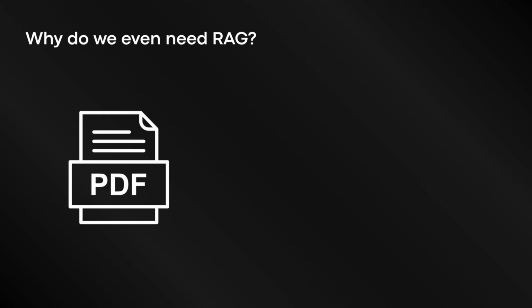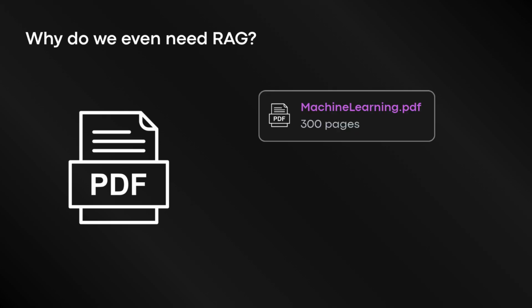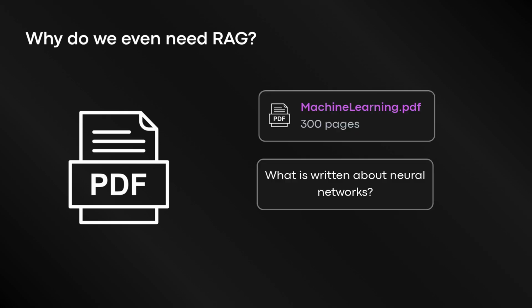Let's take our PDF example. Imagine you upload a 300-page machine learning PDF. Then you ask what is written about neural networks. The AI doesn't know, not because it's not intelligent, but because it has never seen your PDF before. The AI is smart. It just doesn't have access to your private knowledge. And that's exactly the problem RAG solves.